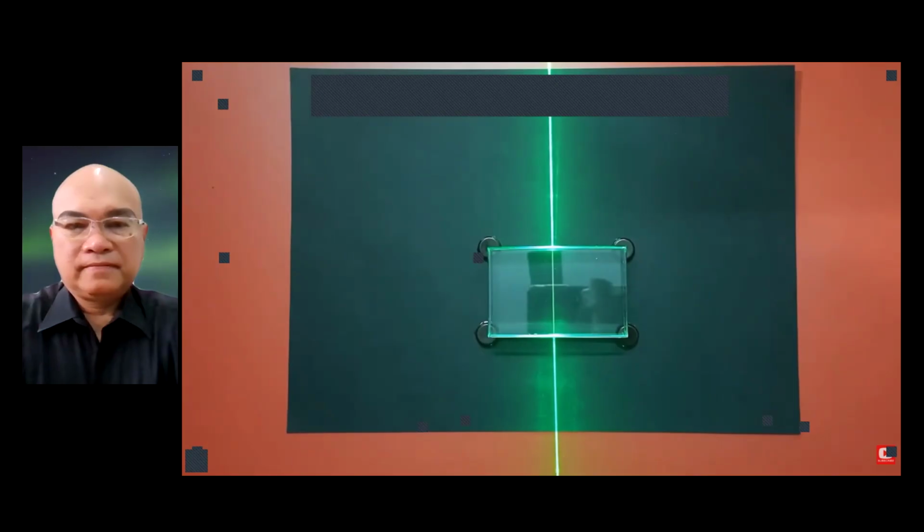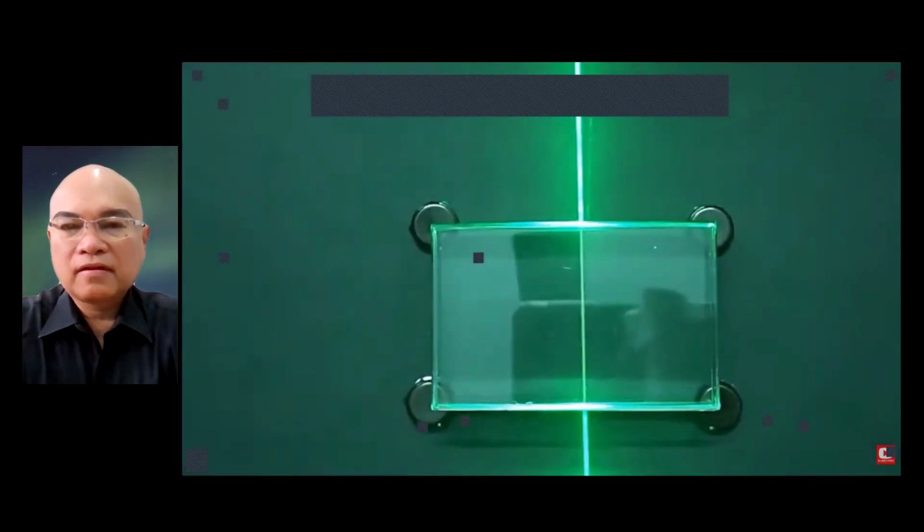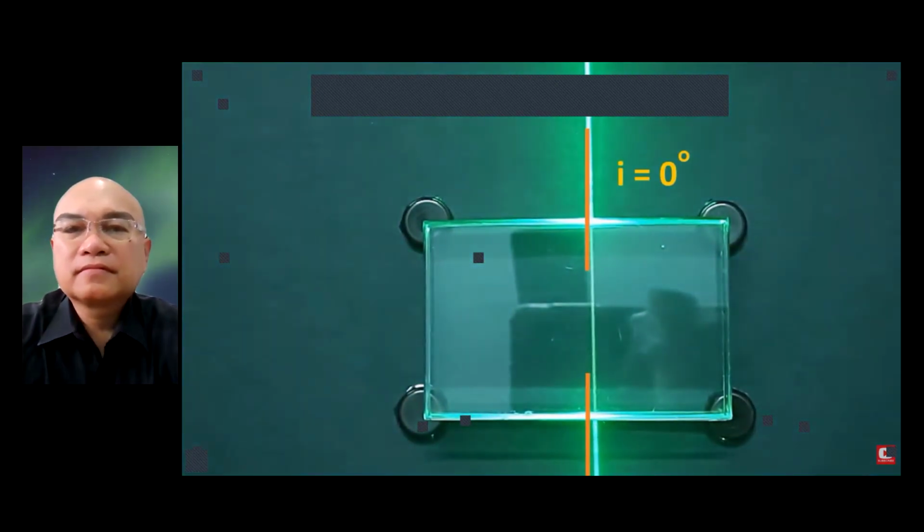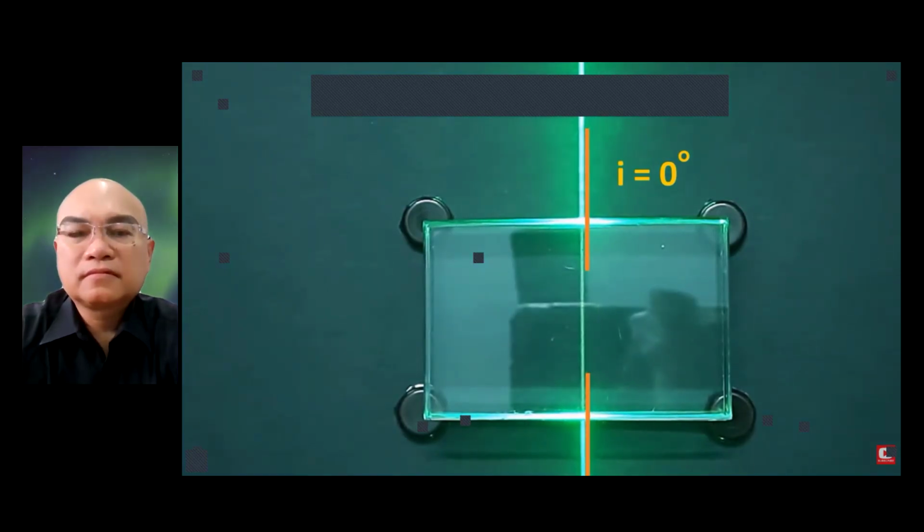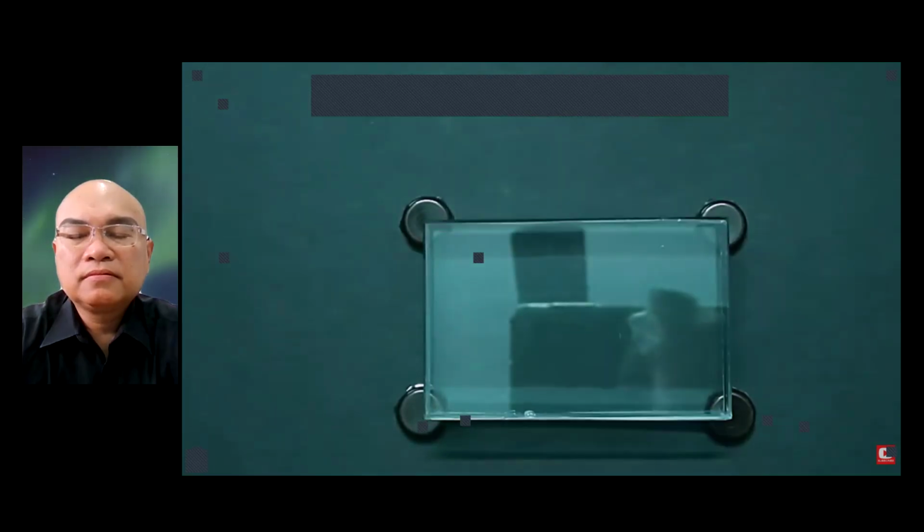If light is incident normally on the glass slab, then the angle of incidence is 0 degrees. In such a case, the ray will go straight even though there is a change in speed of light, as it is the shortest path through which light can travel in the glass medium. There is no bending in this case.